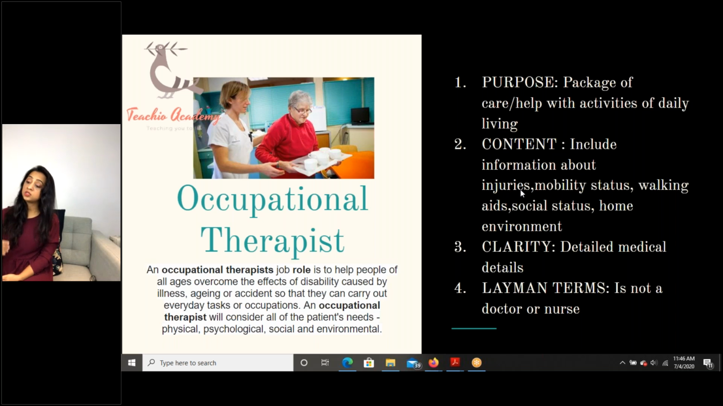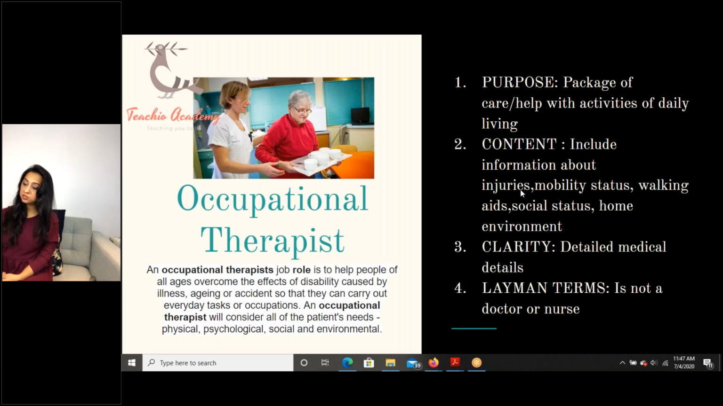Is it a house? Is it a flat? Is it a single story? Is it a multiple storied house? If the case notes mention where the bathroom is, where the toilet is, where the kitchen is, that's also going to be quite important for this patient. So the content is almost the same for an occupational therapist and a physiotherapist.